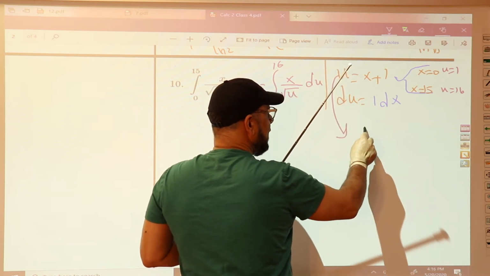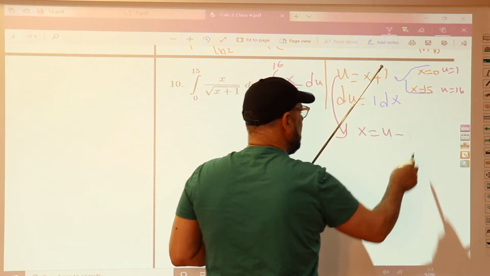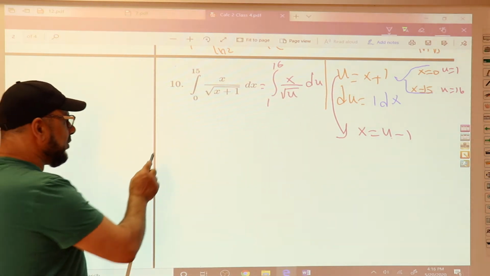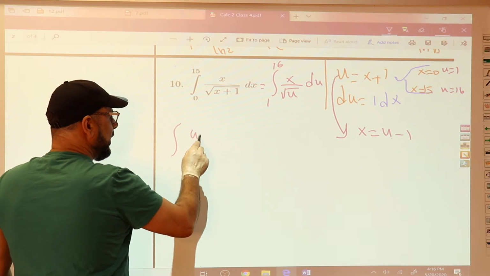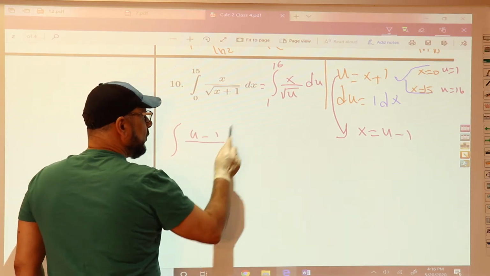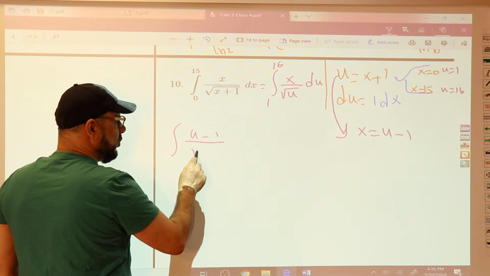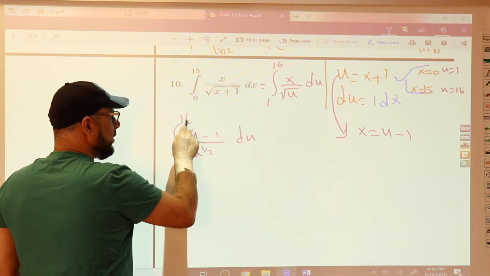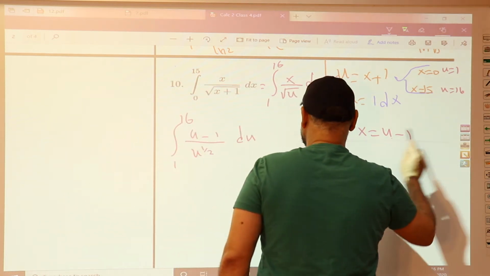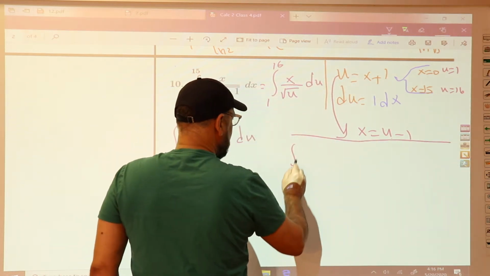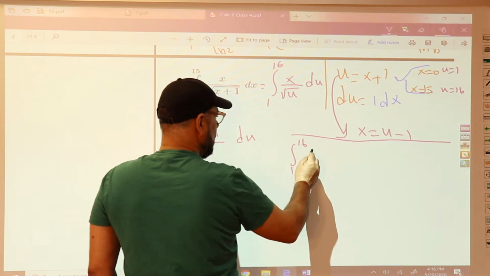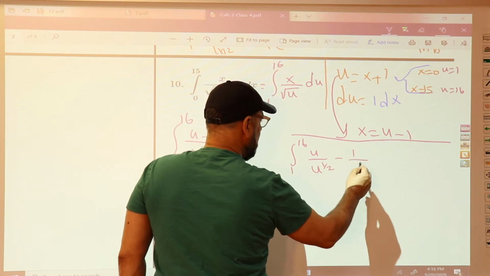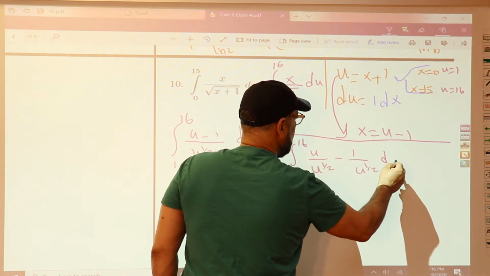But I can solve x in terms of u, or u in terms of x. Go here, x equals what? u minus 1, right? What I did, I moved the 1 to the other side. Then I can do my integration. Integration from 1 to 16 of u minus 1 over square root of u, which I change to u to the half, du. I'm going to do 2 steps: u minus 1, times u to the negative half, du.